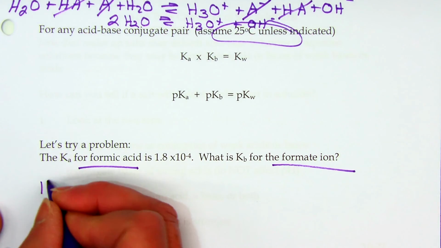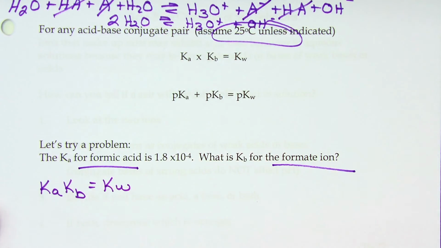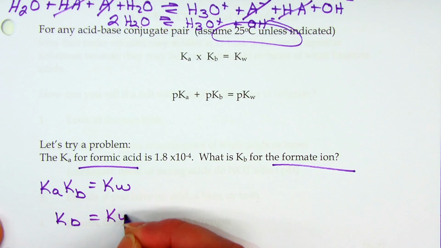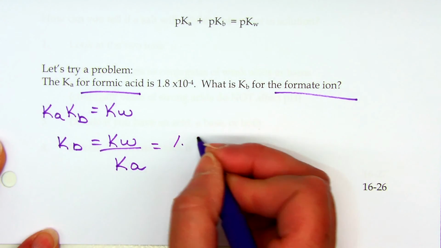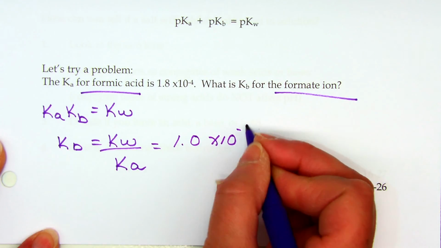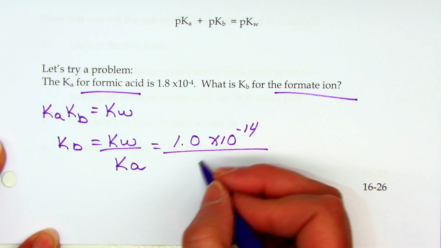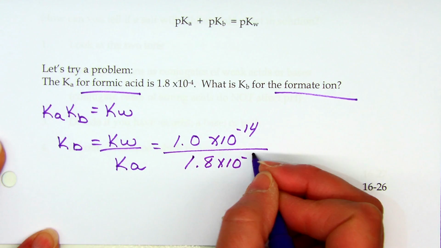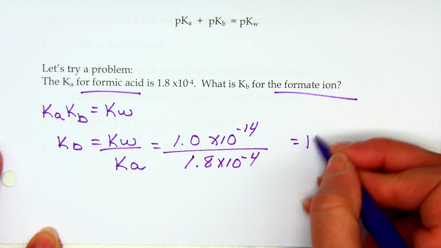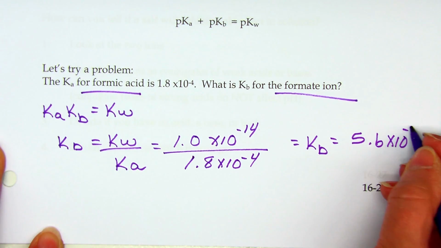So we know that Ka times Kb is equal to Kw. So Kb for the formate ion is equal to Kw divided by Ka. Since it doesn't say anything about temperature, I'm going to work at 25 degrees. Kw is 1.0 times 10 to the negative 14th divided by Ka, 1.8 times 10 to the negative 4th. And so that's equal to our new Kb for the formate ion, 5.6 times 10 to the negative 11th.